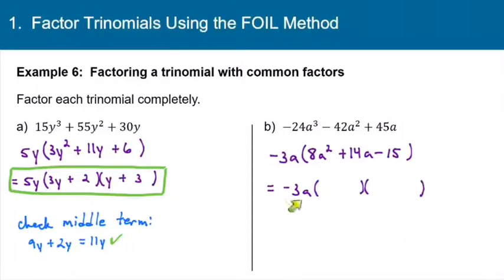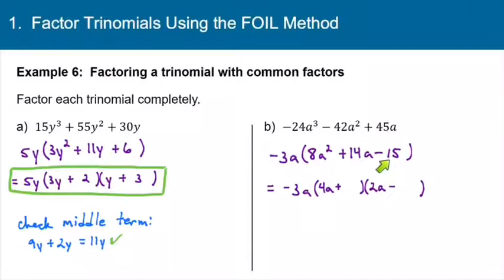So I'm going to keep the negative 3a in the front and put down my two empty pairs of parentheses. 8a squared could either be 8a times 1a or 4a times 2a. We really don't have a way to know which is correct, but I'm going to make a guess and start by saying 4a times 2a. Now I do know that the last term is negative, and that tells me the signs here are going to need to be different. So I'm going to put down a plus and a minus.